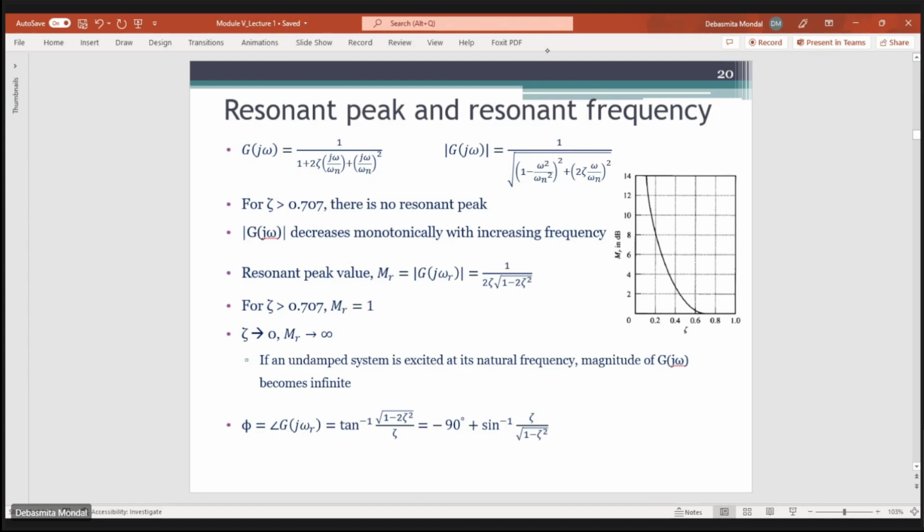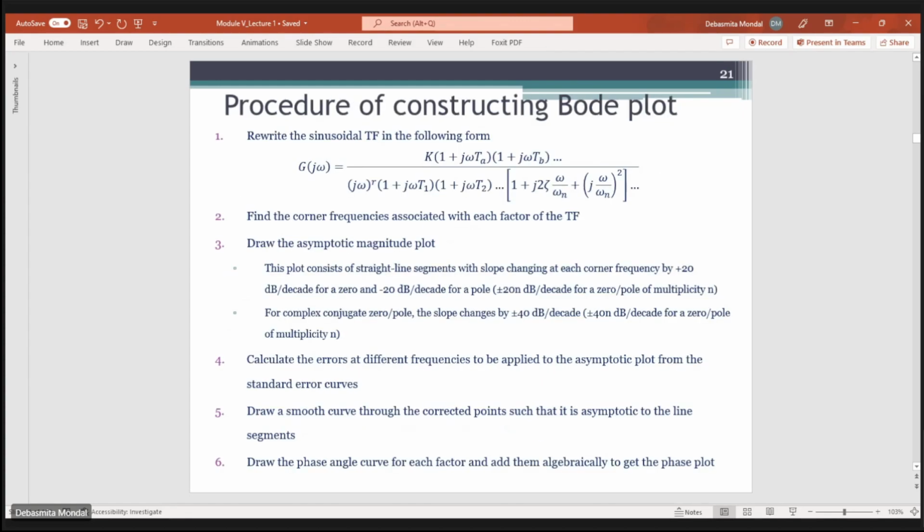Okay, if you give an input such like that, then the magnitude of the transfer function will become infinite, and it will lead to an unstable system. Similarly, you can find the phase angle at this resonant peak, which is given by minus 90 degrees plus sine inverse of zeta by under root of 1 minus zeta square.